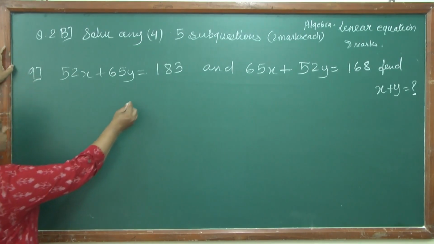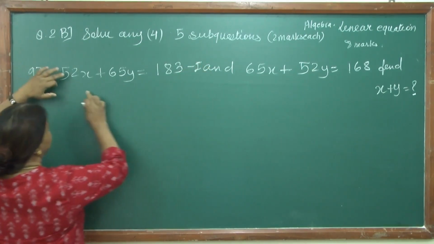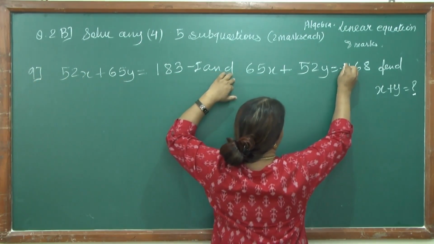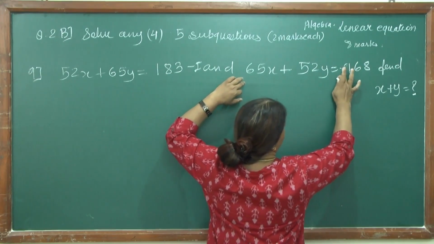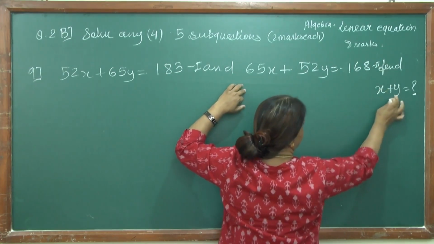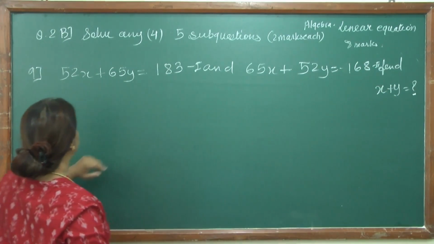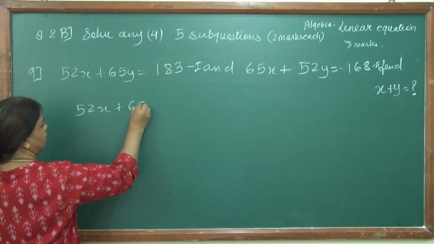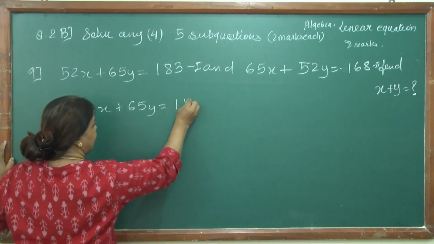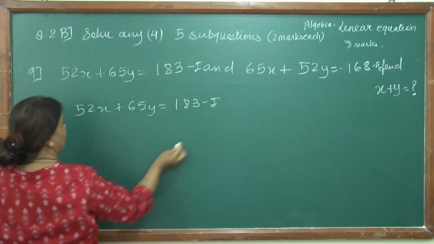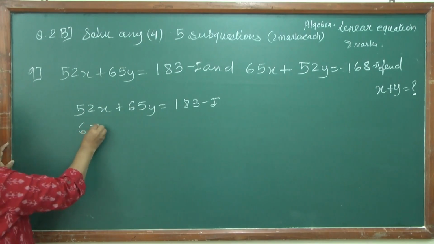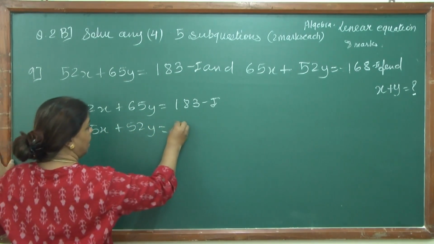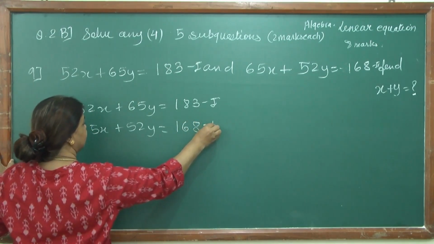9th sum, children. First equation is 52x plus 65y, and second equation is 65x plus 52y. We have to get the value of x plus y, children. Let us compare these two equations. 52x plus 65y is equal to 183, children, and 65x plus 52y is equal to 168, children.